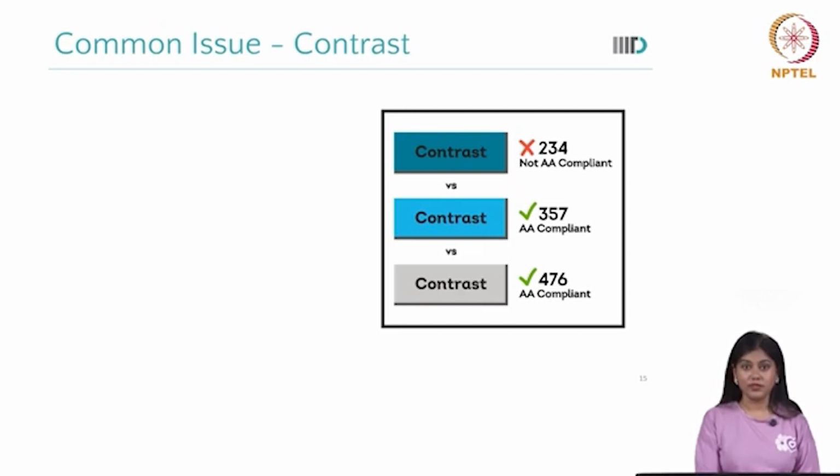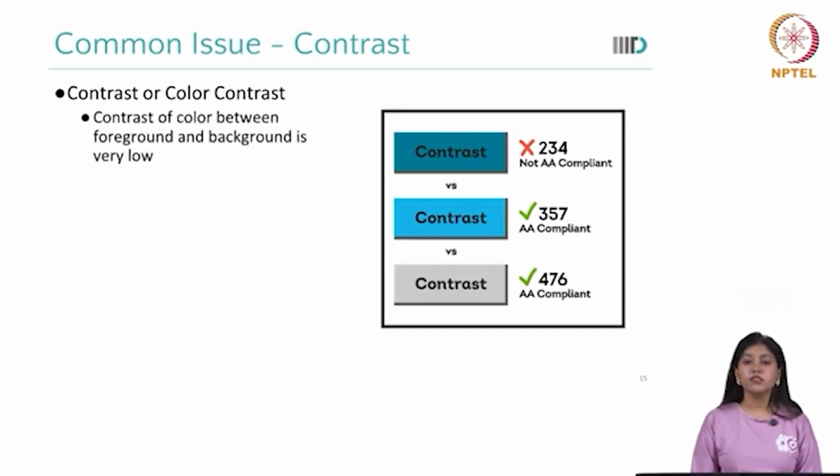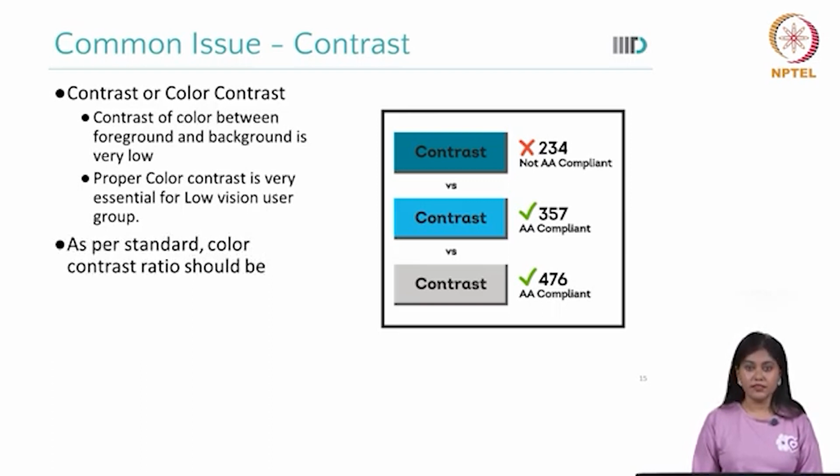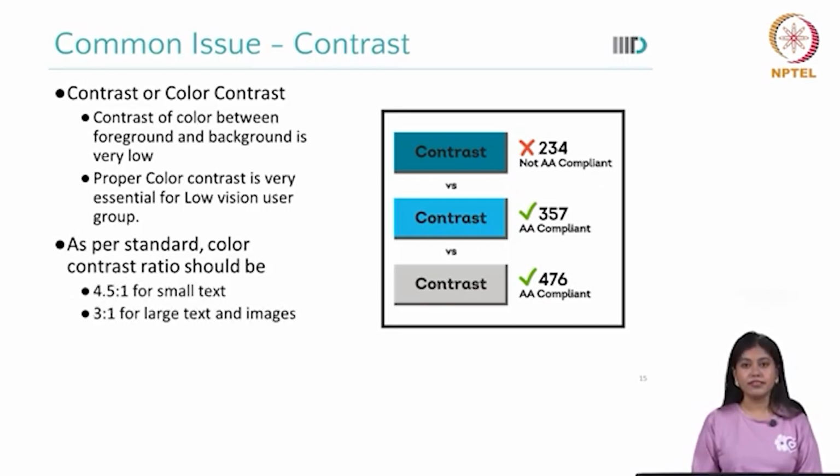What is the common issue? As I said, contrast. Where are we missing out? Color contrast. The contrast of color between foreground and background is very low. We also know that color contrast is very essential for low vision users, even for old people, even for people under situational impairment. Suppose you are in bright sun, you can't see your screen. So as per standard, the color contrast ratio should be 4.5:1 for small text, 3:1 for large text and images.